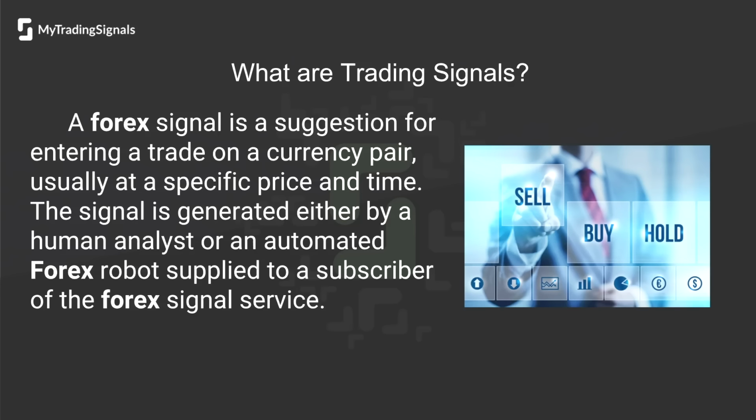First of all, what is a trading signal? Here's an online definition in one sentence. A Forex signal is a suggestion for entering a trade on a currency pair, usually at a specific price and time. The signal is generated either by a human analyst like myself, or an automated Forex robot, supplied to a subscriber of the Forex signal service.